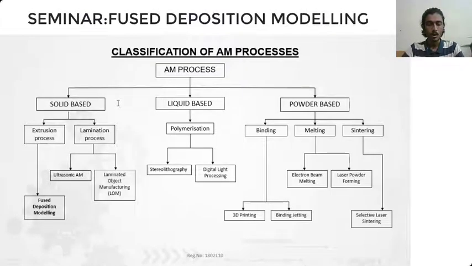Then an overview of all the additive manufacturing processes can be created on the basis of the physical state of the raw material used. It can be solid, liquid or powder, and further classification, depending upon the process, can be an extrusion process, lamination, polymerization, binding, melting or sintering. In this seminar I am going to spend a lot of time mainly focusing upon fused deposition modeling, its principles, its advantages and disadvantages.